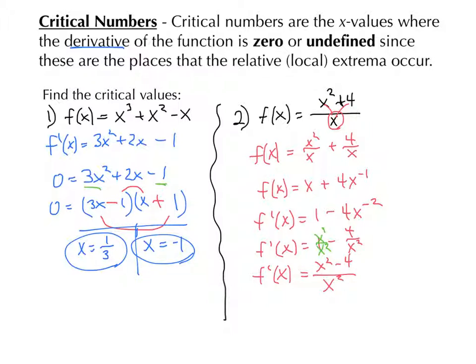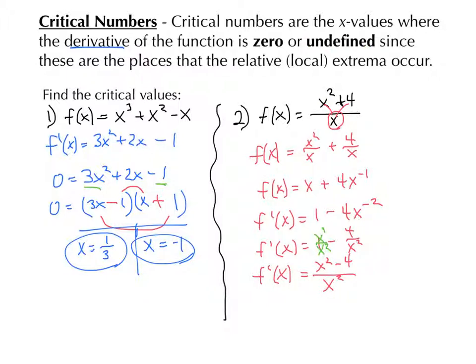Okay, so this is not a polynomial function. This is a rational function. So when I have a rational function like this, I have to think about two different scenarios: where is that derivative going to be 0 and where is it going to be undefined? Well, if this were going to equal 0, then the numerator would have to equal 0. So I have to set my numerator equal to 0 to find the zeros. If it's going to be undefined, it means the denominator is going to equal 0. So I have to set my denominator equal to 0 to find my undefined values.